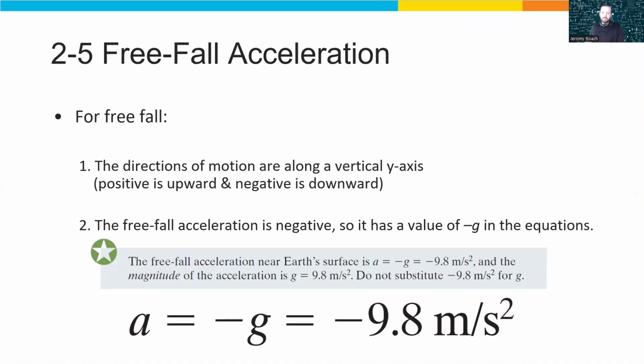The directions of motion are along the vertical y-axis. So when we're talking about free fall, something is going up and down. That is the y-axis. The free fall acceleration is negative, so we write it as negative g.